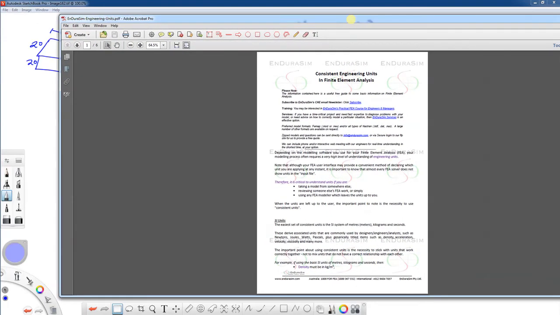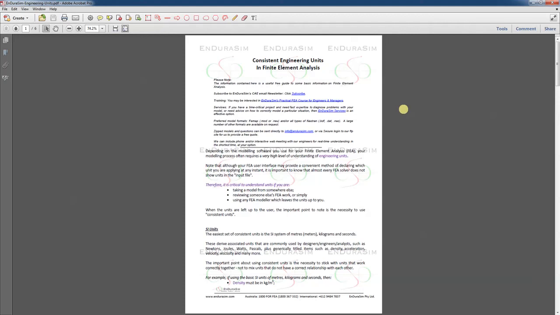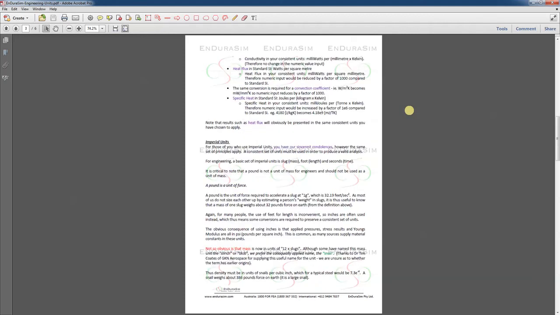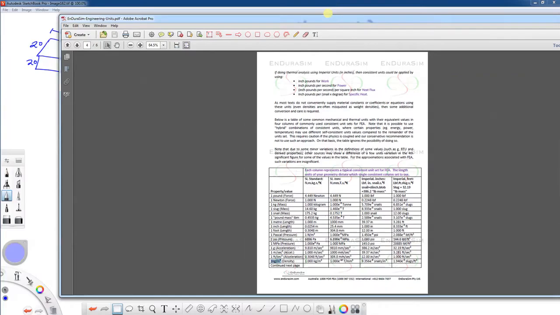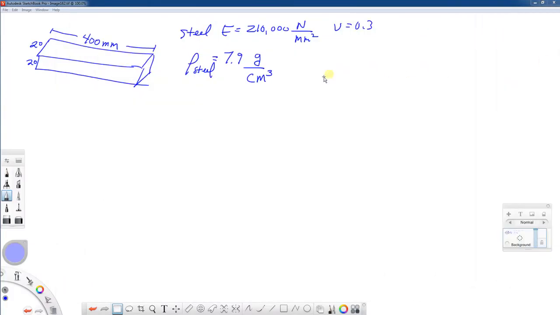Alright, so here's our DuraSim units table. And if we go into the line that says density, here it is down at the bottom, they have it expressed in kilogram per cubic meter. Alright, so first thing we want to do is to change this over into kilogram per cubic meter. And that's fairly straightforward.